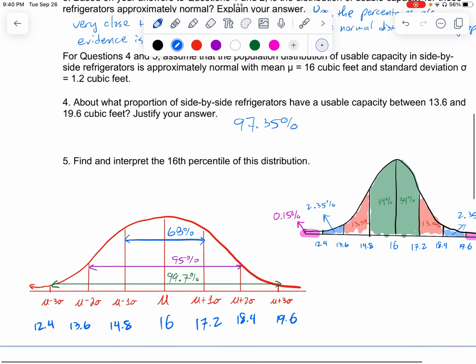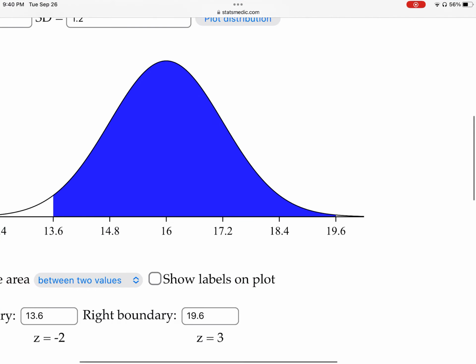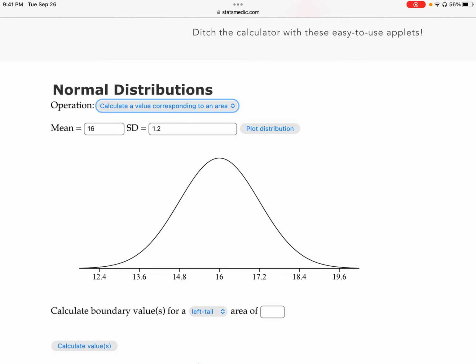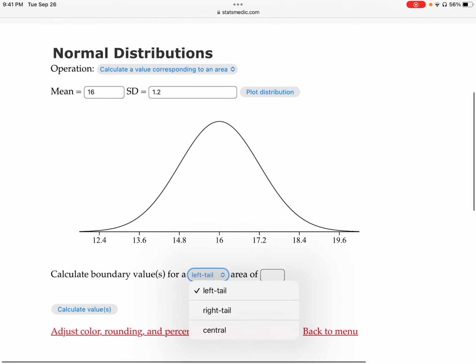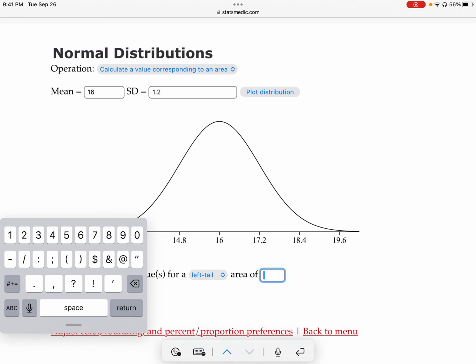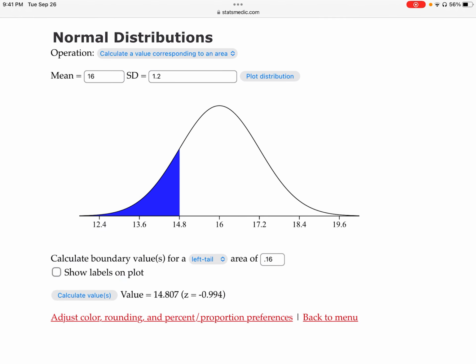Last question. All right. Find and interpret the 16th percentile of the distribution. Let me show you this. This is cool. If you didn't know in the applet, you can do this and you can calculate the value corresponding to an area. So you can do a left tail or a right tail. So if I do a left tail of 16%, so 0.16. And there it is. Oh, look at that. It's exactly on 14.8. So that is my answer, 14.8.